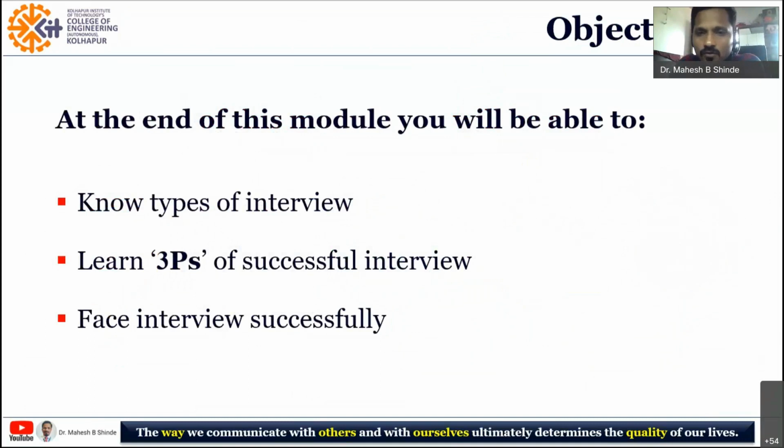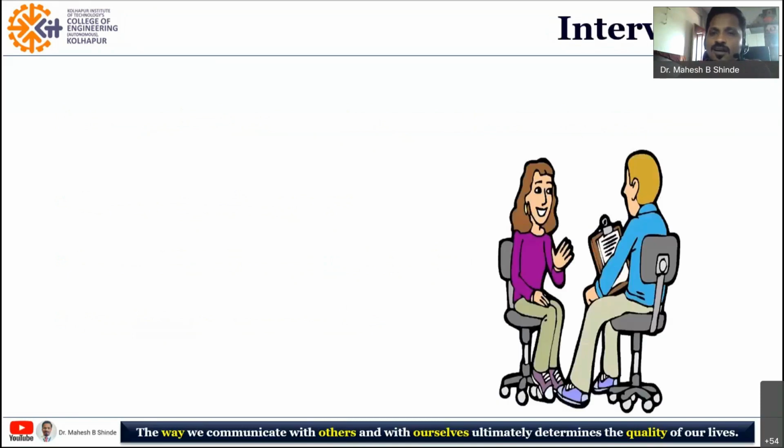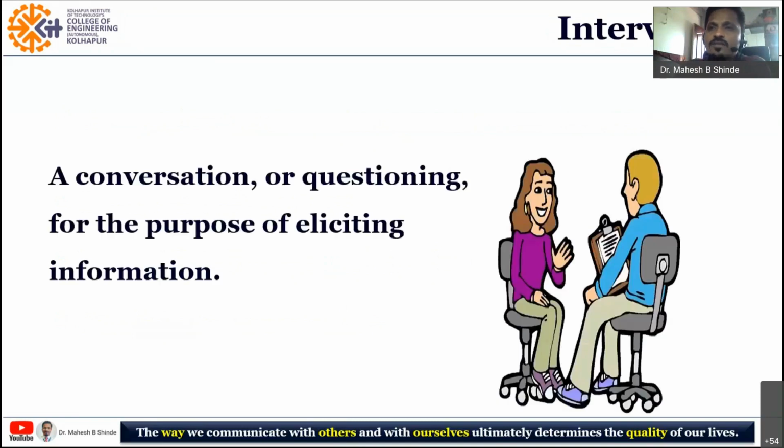Successful interviews, there are 3 words which start with P, right? And what are those P's and how they are very important for successfully facing any interview. And finally, there will be certain tips for facing interviews successfully. Clear? So let's begin with the first, but before that, let us understand the definition of interview.